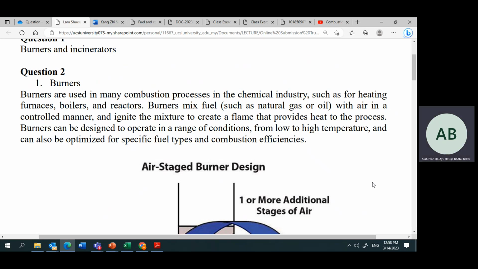What kind of fuel can be used for burners? Fuel. Hydrocarbon, solid, gas, liquid, all can.